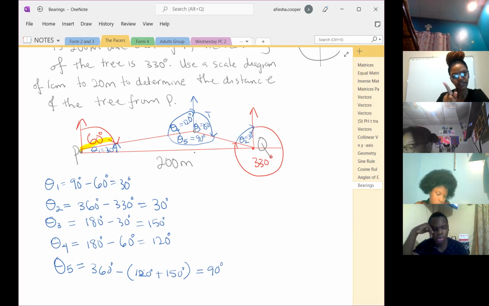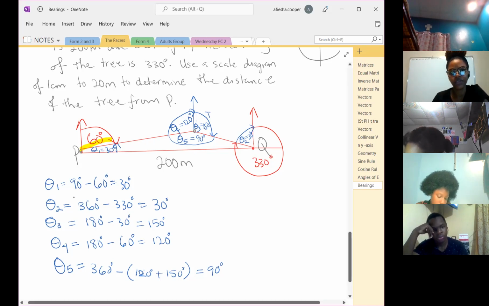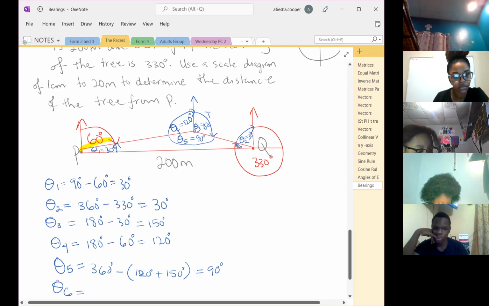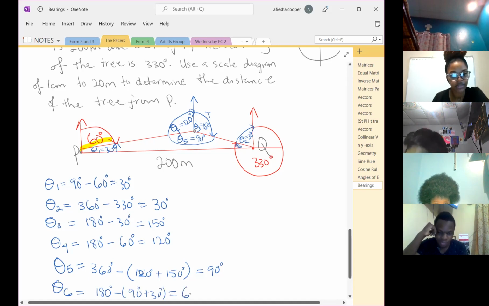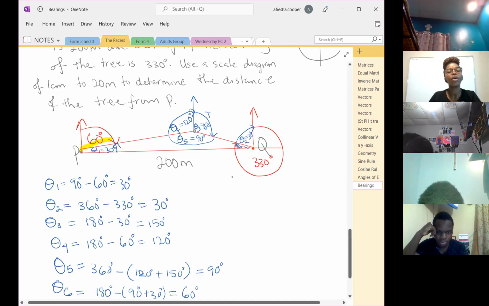We want to find the distance of TQ. Because we know it's a right angle triangle, we can use one of the rules. We have a line, we have many different angles. We have a 30. We can find this missing angle inside of here, theta 6. How much would theta 6 be? 180 minus 90 plus 30, right? We have two angles, so that's 60 degrees inside of here, 60. So we have all the angles.